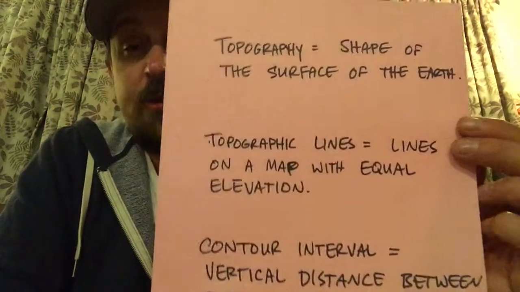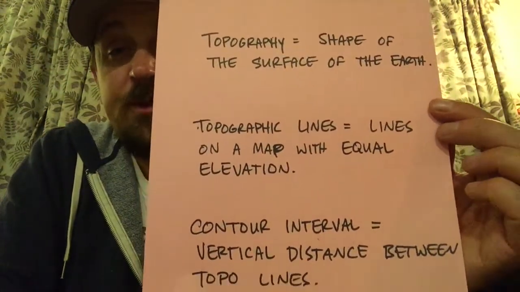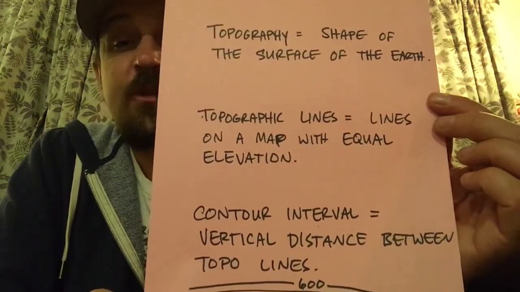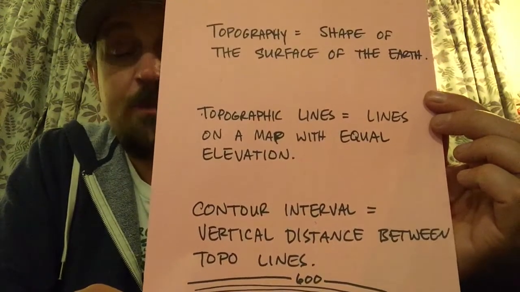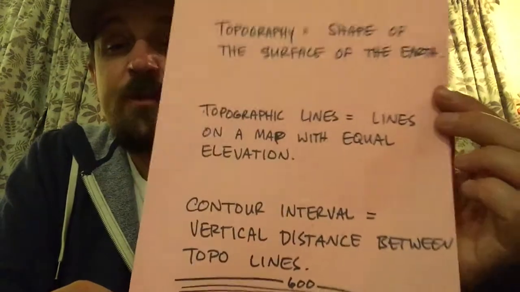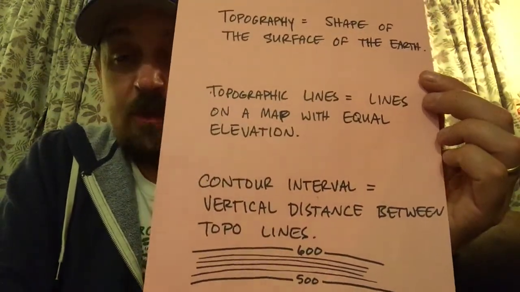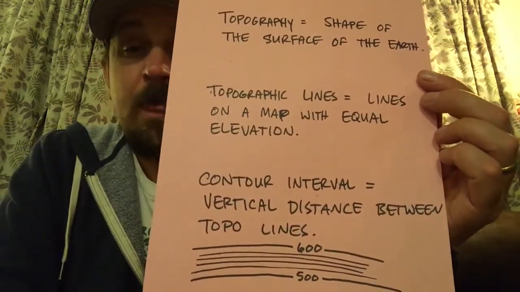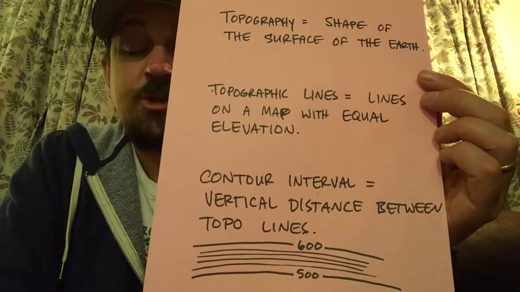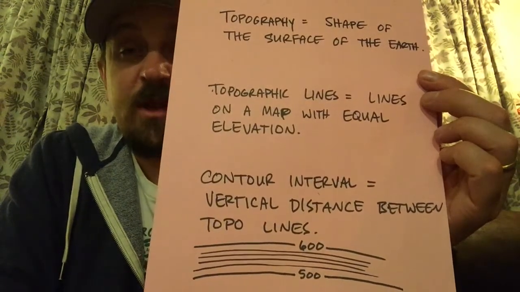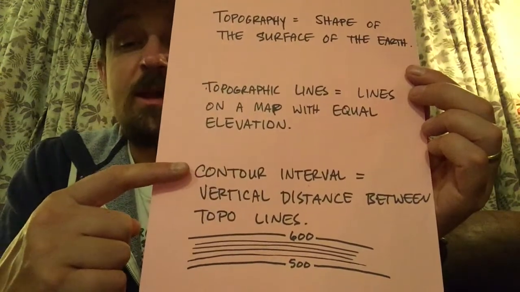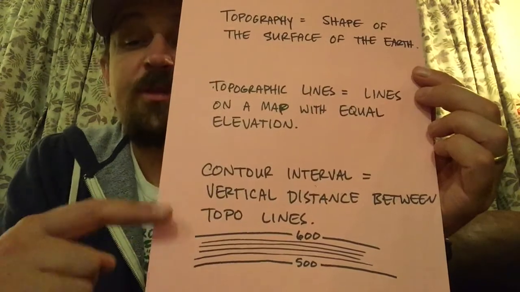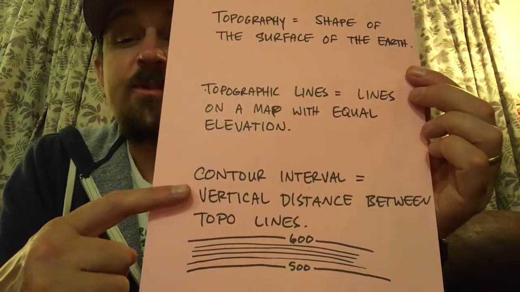So here's a little cheat sheet of some vocab. Topography is just the shape of the surface of the earth. Just the shape of it. Topographic lines are lines on a map that show points of equal elevation. And then this point here, this is really key. Contour interval. It is the vertical distance between topographic lines.